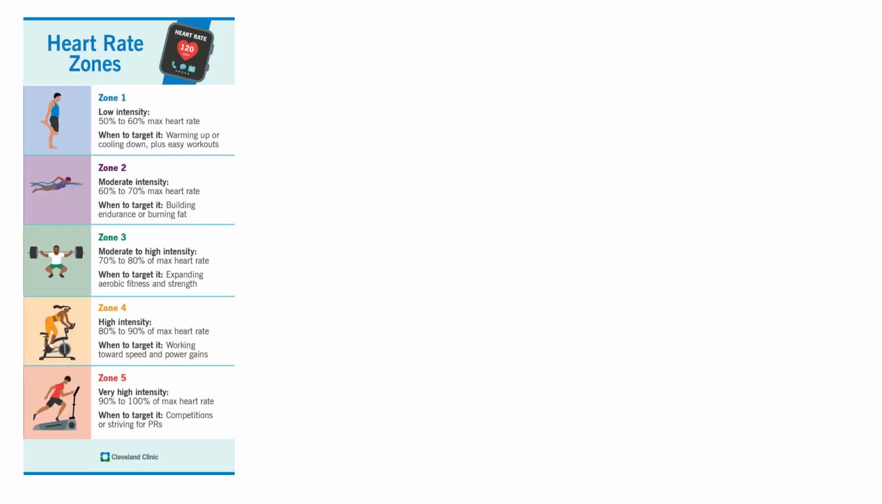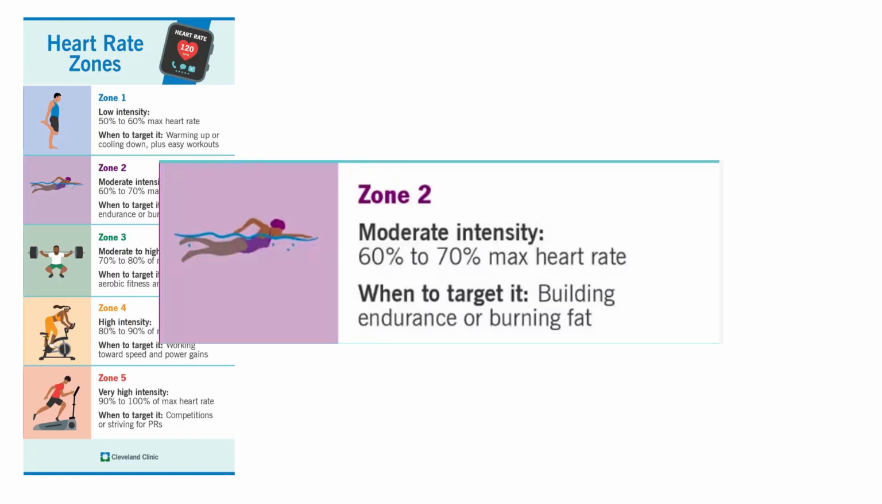So now let's take a second to just focus on zone 2 of the 5 heart rate zones and why it is so popular. If you can see here, zone 2 is that 60 to 70% of your maximum heart rate, and here from the Cleveland Clinic they recommend targeting it when you're trying to build endurance or burn fat. So in the next slide we'll talk about why that is.